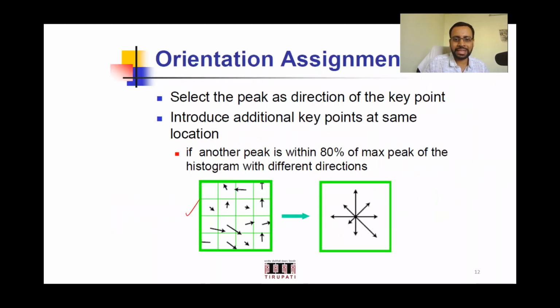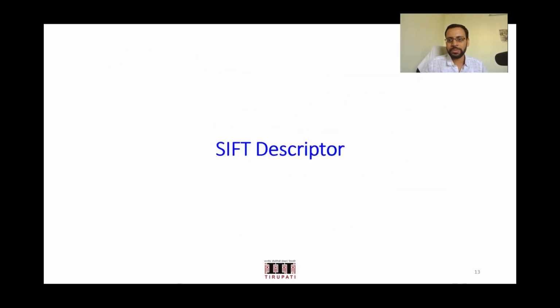Then you are getting certain things there, and on top of it you do the quantization. Of course, before quantization, you apply a Gaussian smoothing, and then this is what you get. If another peak is within 80% of the maximum peak that you have, then you take in fact two orientations into consideration, and that serves as two key points. Clear so far?